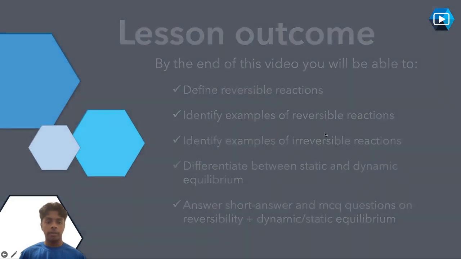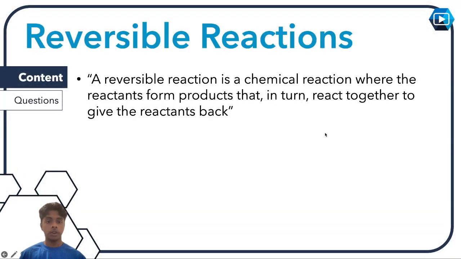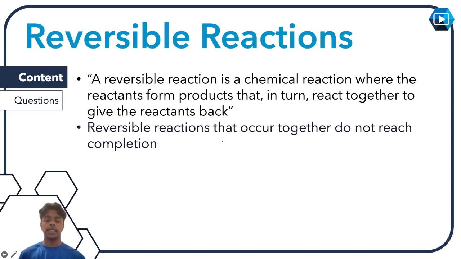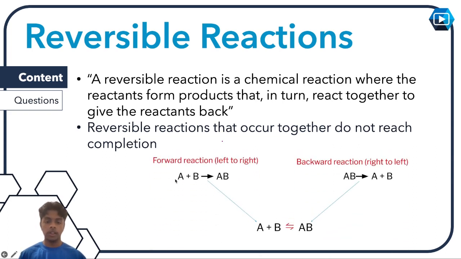But moving on from that, let's first talk about reversible reactions. A reversible reaction is a chemical reaction where the reactants form products that in turn react together to give the reactants back. And two reversible reactions that occur together do not reach completion. So what does this mean? Well, we'll take a look at an example first. So let's take a look at this picture.